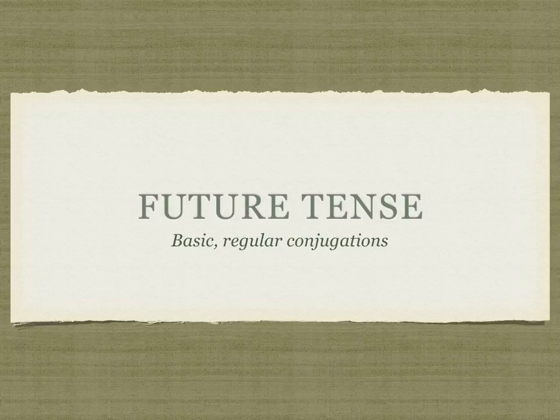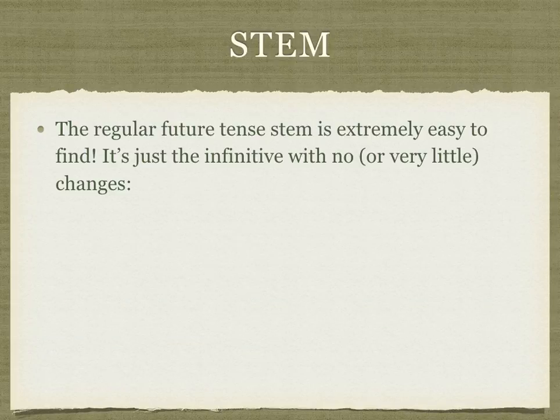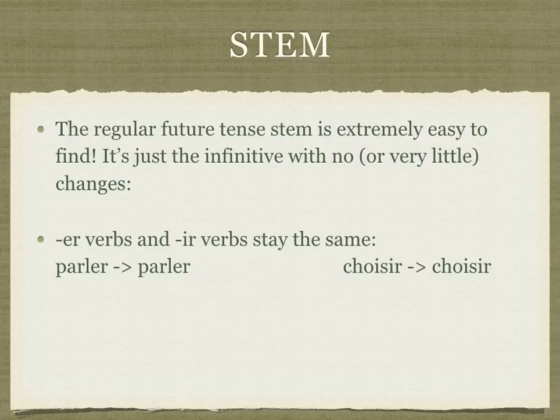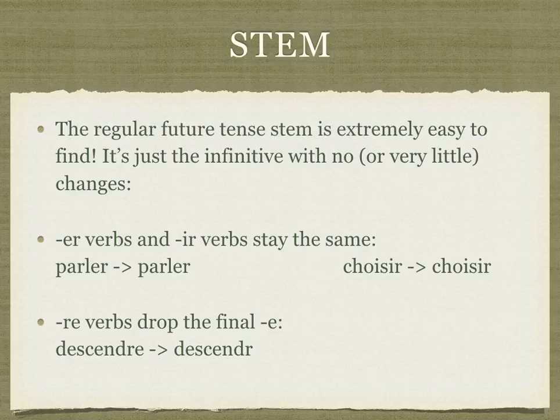All right, future tense, basic, regular conjugations. So in class today, we talked about how to find the future tense stem. It's extremely easy to find because we do nothing or very few things to the infinitive. We're either going to leave it the exact same, like in ER and IR verbs, or we're going to drop the final E in RE verbs.